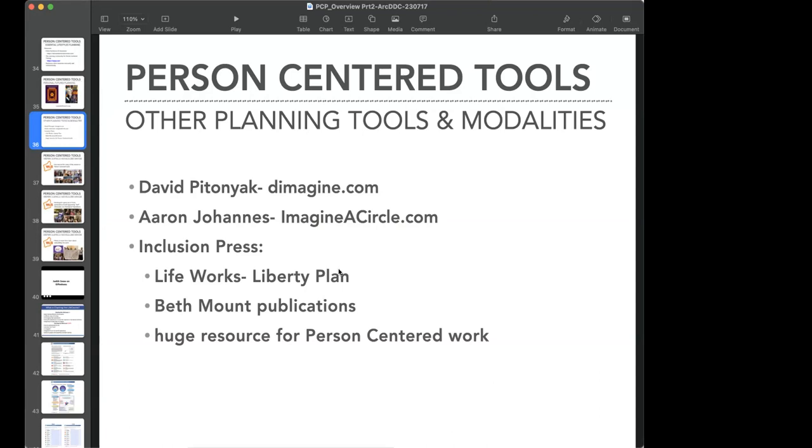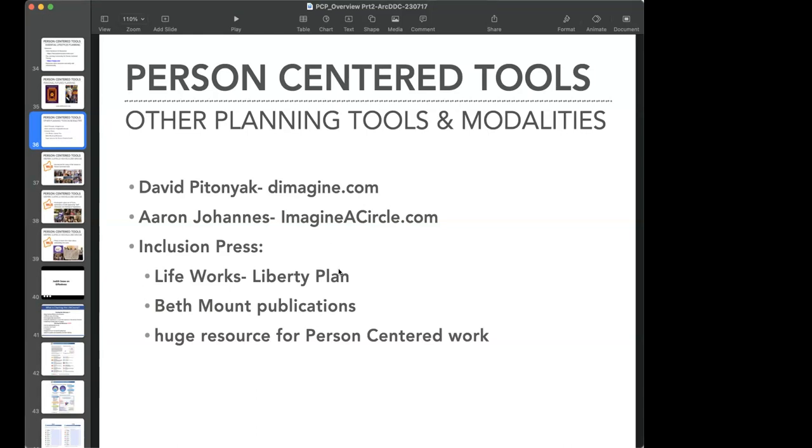Inclusion Press, as I mentioned earlier, not only has books supporting MAPS and PATH and the facilitation of that work, but they also have friends in San Diego who developed something called the Liberty Plan. My friends Beth and Kirk run a provider for people who are challenging called LifeWorks, really integrating them into community.